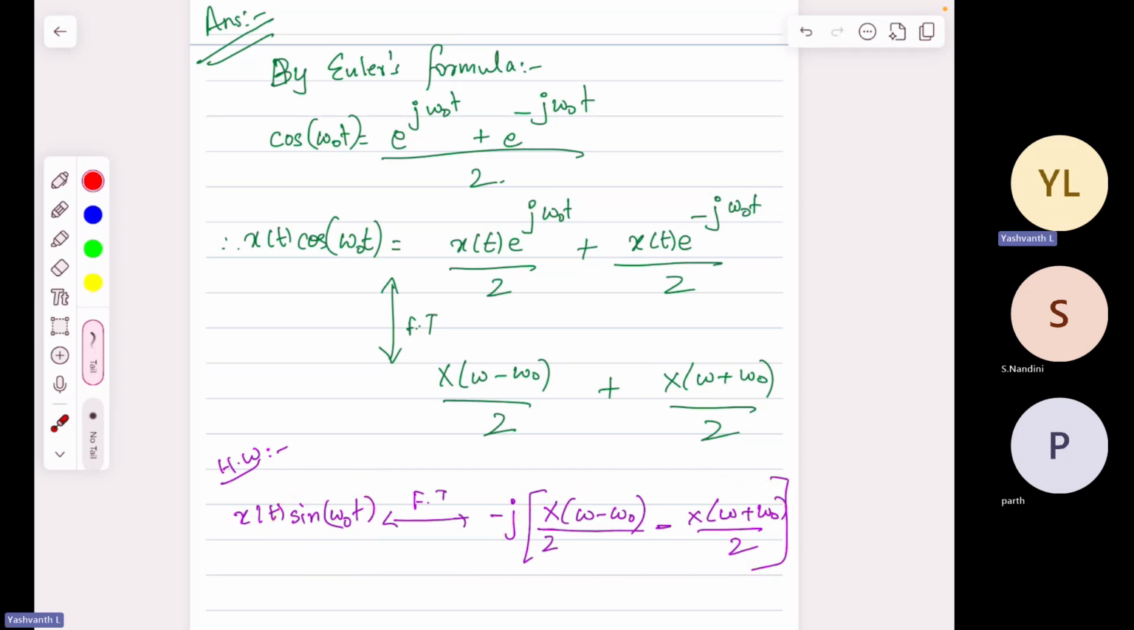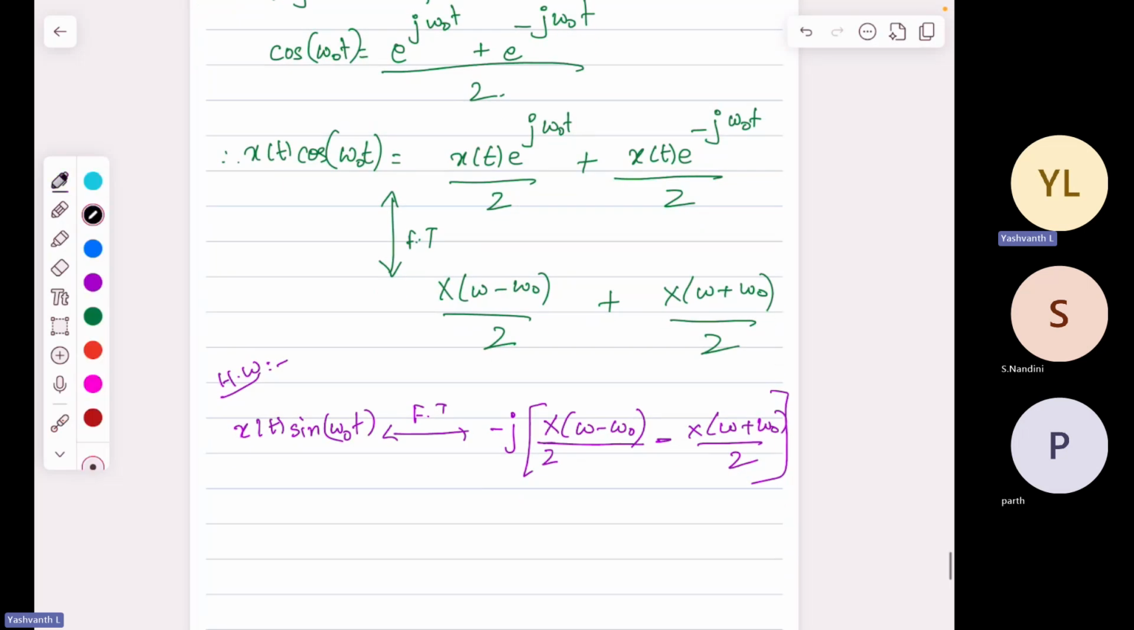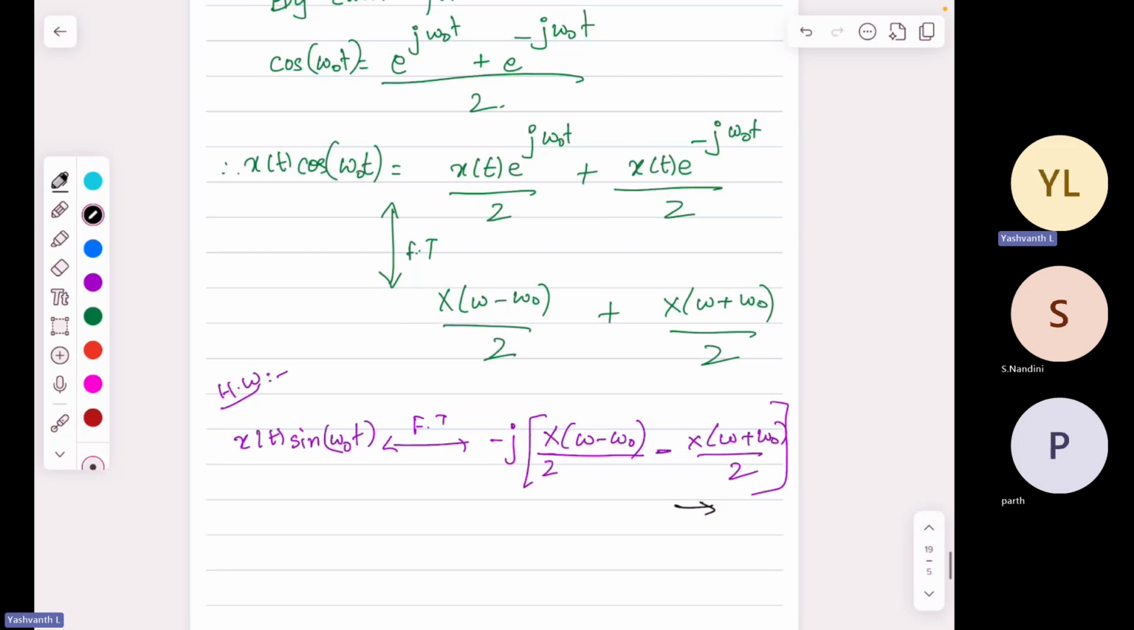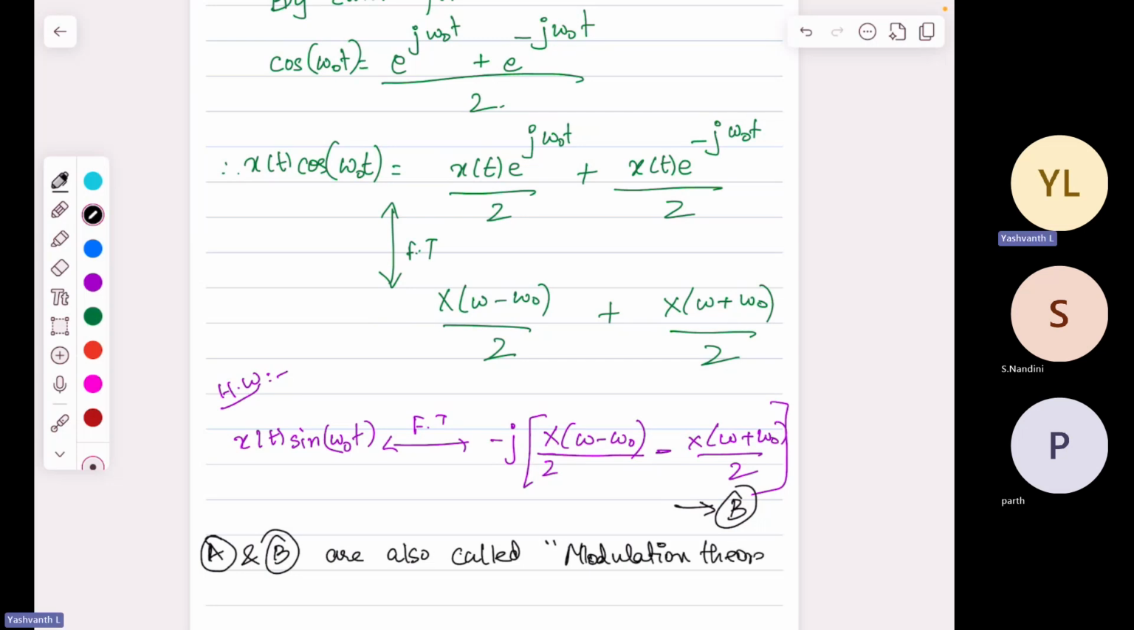Fine. Now, what I want to say is that these two results, A and B, also have a special term, also called the modulation theorem. Modulation theorem of Fourier transforms.